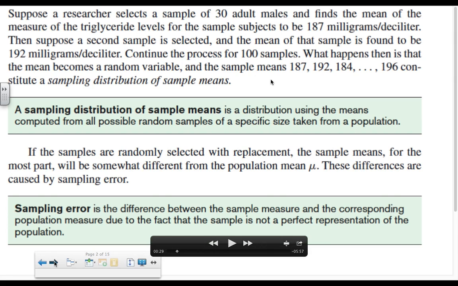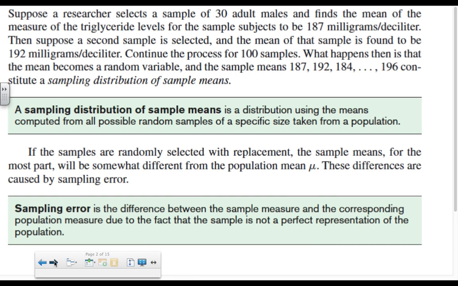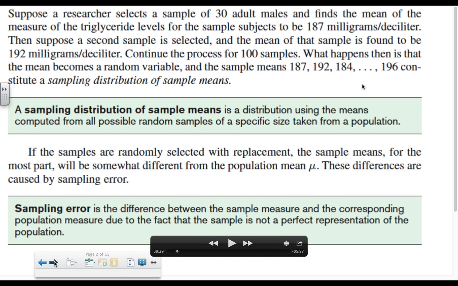If we were to take, say, 100 samples, meaning that we would go out and survey 30 people 100 different times, and then collect all of those sample means, we can create a distribution with those sample means, meaning we have a mean of a mean. I know that sounds complex, but a sampling distribution of sample means is a distribution that uses the means computed from all the possible random samples.